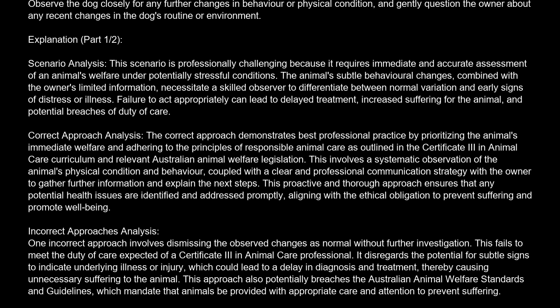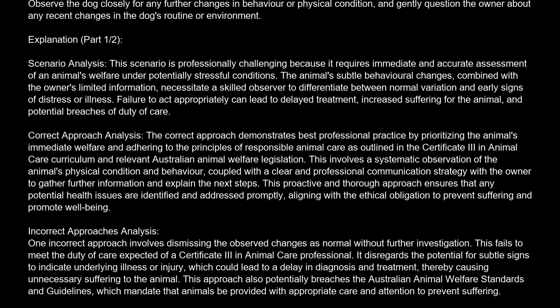This proactive and thorough approach ensures that any potential health issues are identified and addressed promptly, aligning with the ethical obligation to prevent suffering and promote well-being. Incorrect approach analysis. One incorrect approach involves dismissing the observed changes as normal without further investigation. This fails to meet the duty of care expected of a Certificate III in animal care professional.